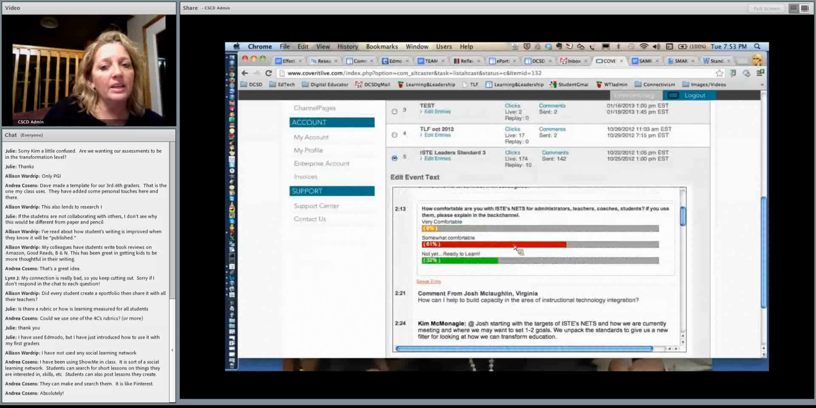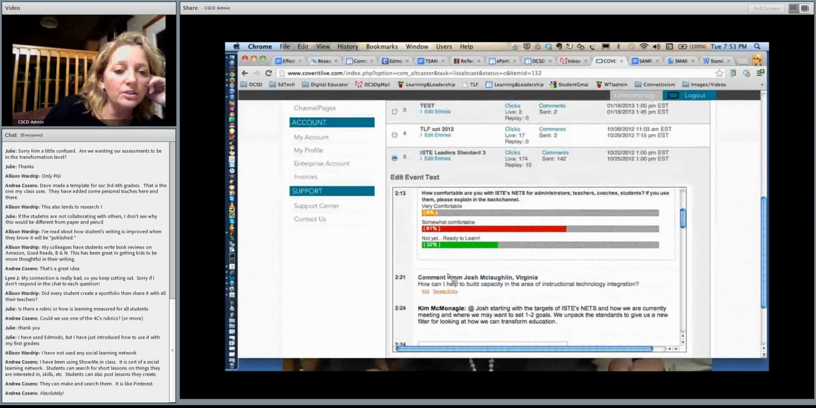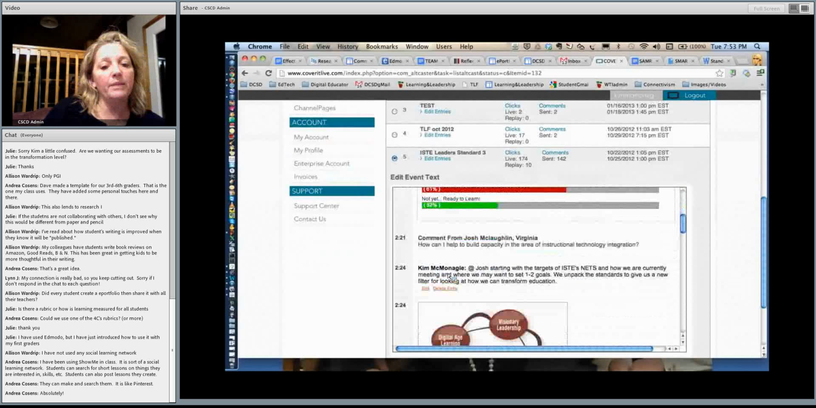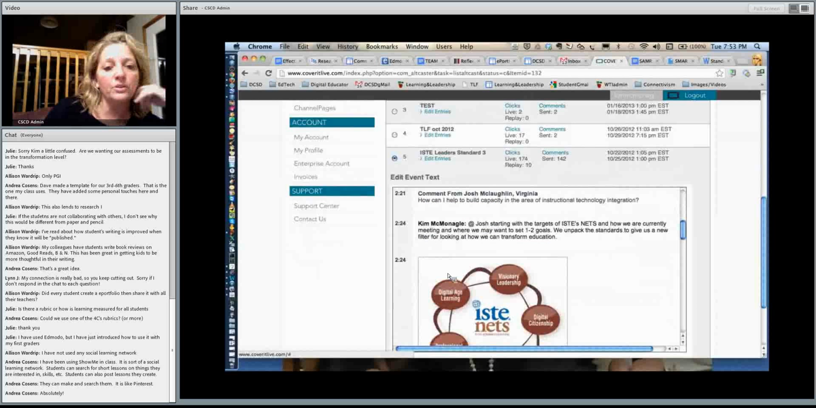In this case we were asking about their comfort with standards in technology, and you see that 61% are just somewhat comfortable, and 32%, you've got the majority of people feeling not sure about the content. So you're going to need to adjust your teaching to go through those slowly and more in depth. So using a poll in the learning is really helpful.